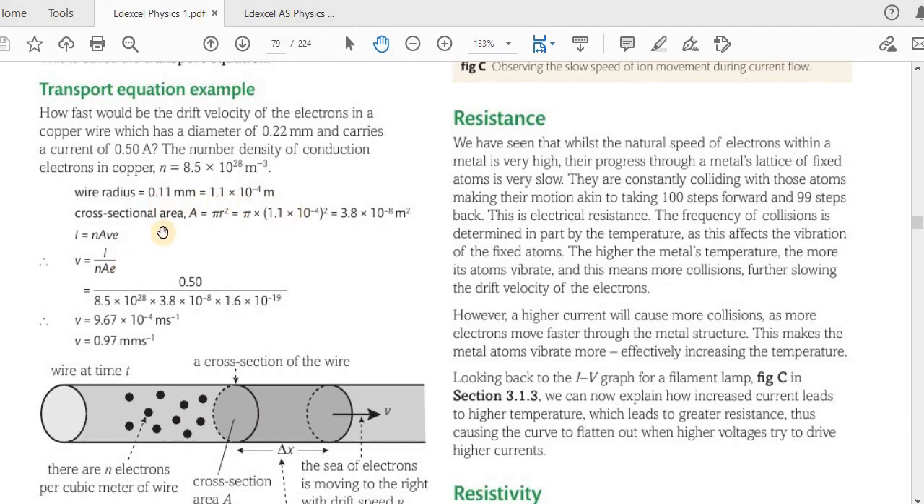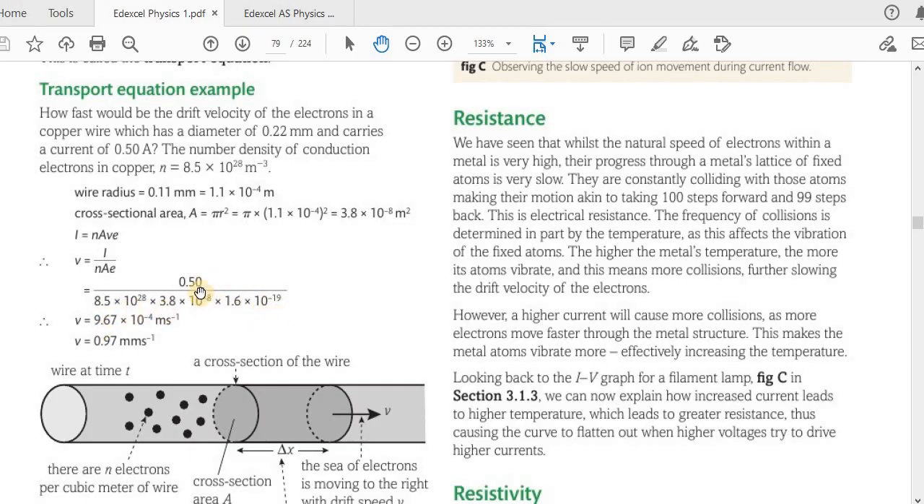So I is given, n is this, that is also given. A you found. e is the charge on a charge carrier. In a wire, the charge carriers are electrons, so that will be the charge on an electron. We don't need to write the minus sign because we need the magnitude of the charge. We need the magnitude of the velocity, which is the speed.